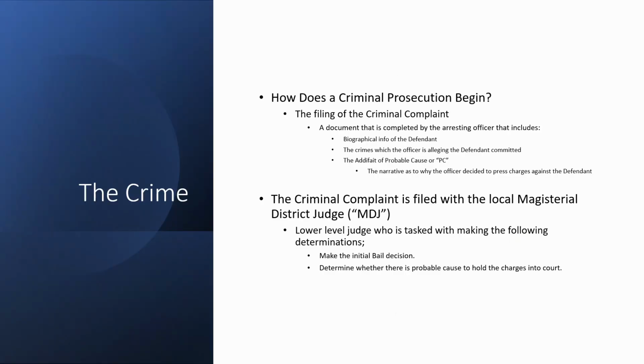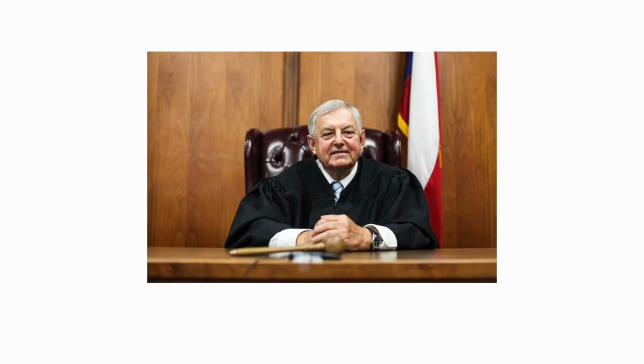So how does a criminal case begin? The criminal complaint, like I just described, is then filed with the local magistrate judge, also known as the MDJ, or sometimes just DJ. That's a local judge who basically only makes the determination as to what bail should be set in the case at the preliminary arraignment and whether or not there's probable cause to hold the charges in the court, into the court of common pleas. This judge is not necessarily an attorney. Anybody can run for this office. More often than not, they're actually not attorneys and they have no formal legal training.